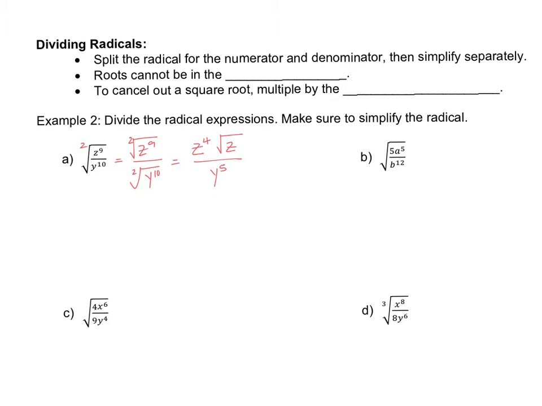So that's what it means by this first statement here: split the radical for the denominator and numerator, then simplify separately. Also, another thing to be aware of: roots cannot be in the denominator. So this is an old rule of thumb, and there's a reason why we avoid roots in the bottom. It's just really hard to divide by a root. Roots often give these hard decimal values to work with. So we just don't like to divide with roots because they are difficult to divide by. So we try to avoid having roots in the denominator.